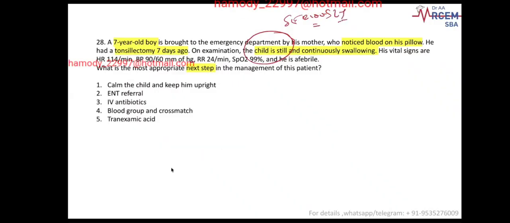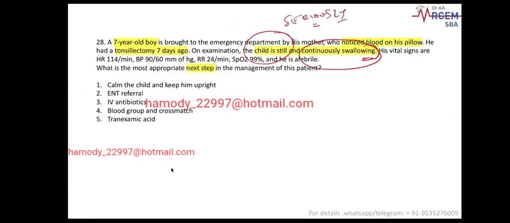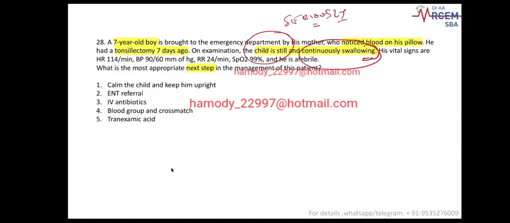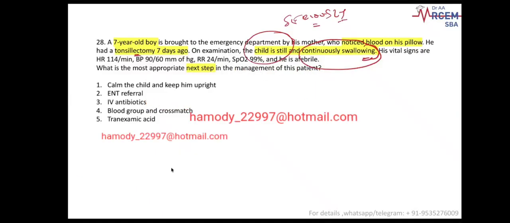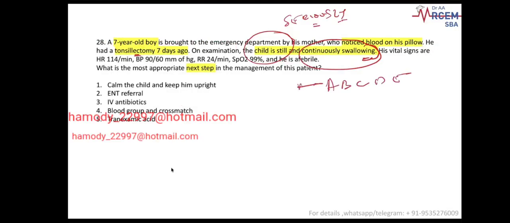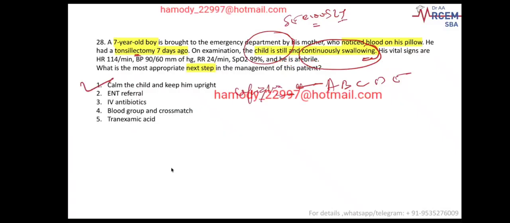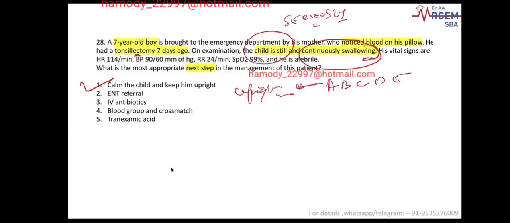Seriously wrong. Continuously swallowing. Why do you think continuously swallowing? Because blood is coming in. Kids tend to not spit it out. They continuously keep on swallowing and swallowing and swallowing. So this is a post-tonsillectomy bleed. So first step in post-tonsillectomy bleed is what? Do an ABCDE assessment. Before that, make the patient sit upright. Okay, calm the kid and make the patient sit upright should be the first thing you'll be doing.